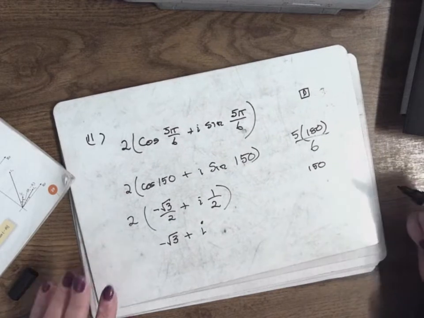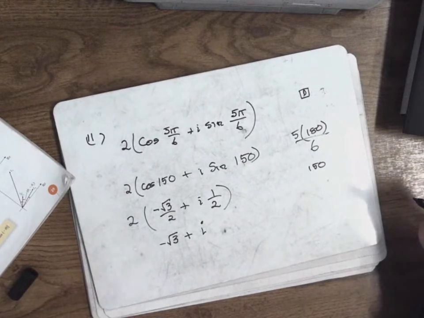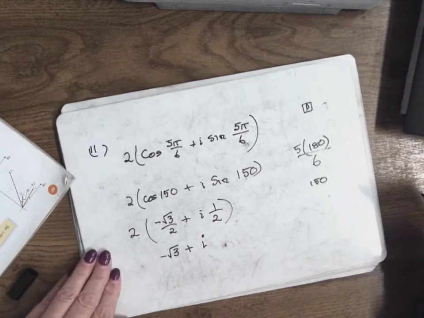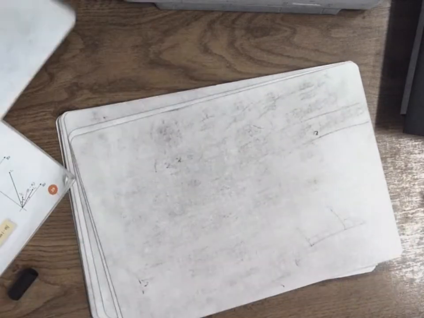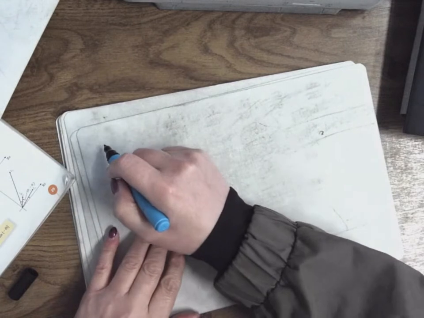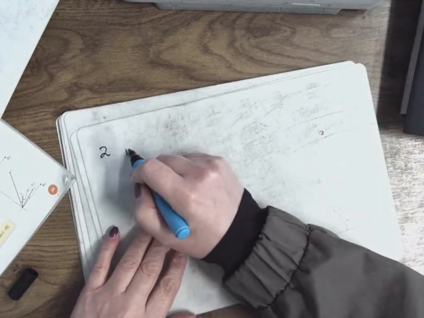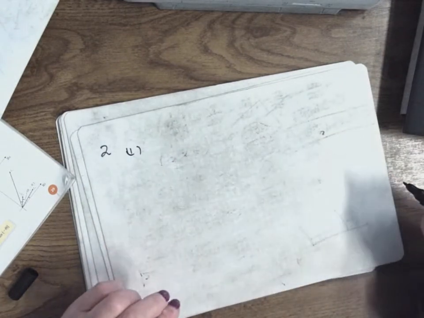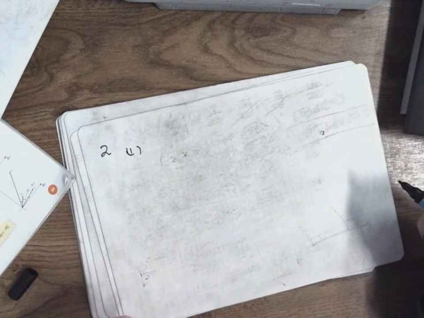Does anyone need me to do another one of those, part 3 or 4, or do you think it's okay? We're okay? Right, then part 2, I'll do one out of part 2 anyway at least. Part 2 says, represent each of the following complex numbers on an Argand diagram, indicating the modulus and argument.